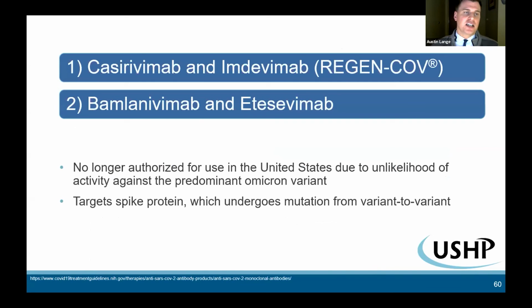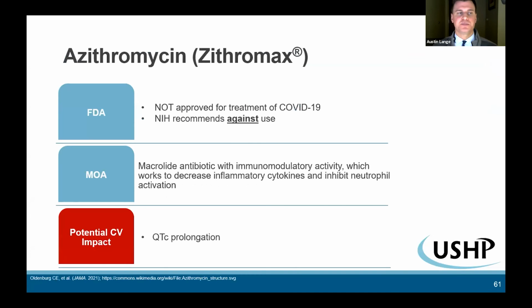As far as casirivimab and imdevimab, as well as bamlanivimab and etesevimab, these 2 were previously used before the Omicron variant, but because they don't have action, because of the spike protein mutations that have been going on with the virus, they're no longer used in the United States, so we won't really talk about those ones at all.